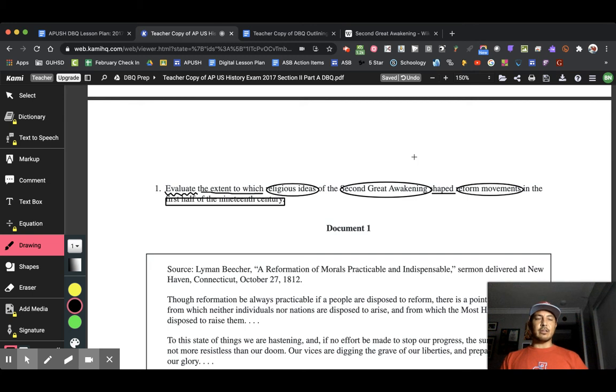So this is probably the most critical part of the test, and students often just move on and start wanting to go into documents, but they really don't know what the question is asking.